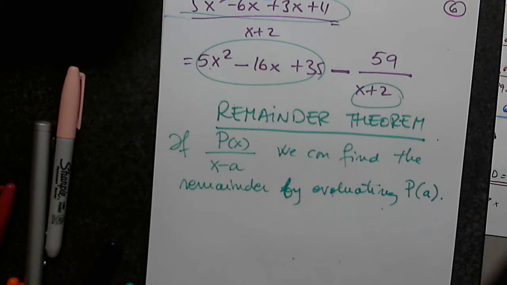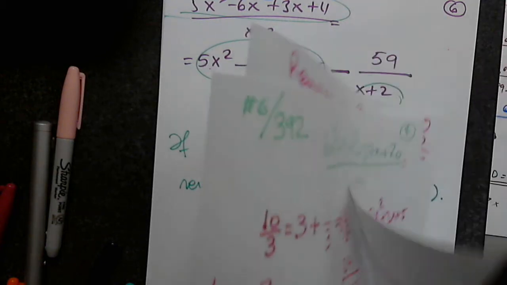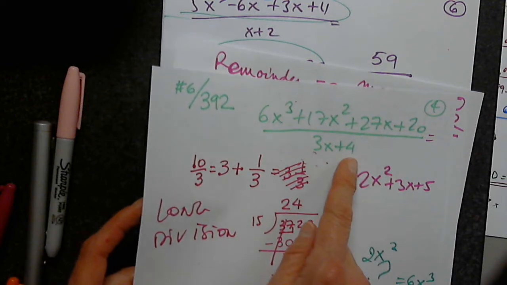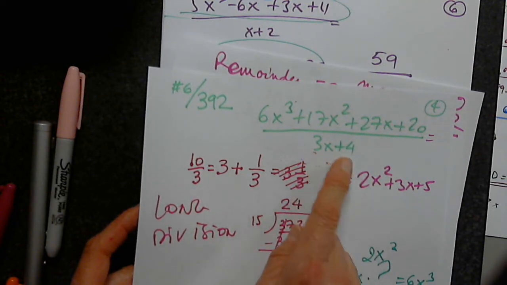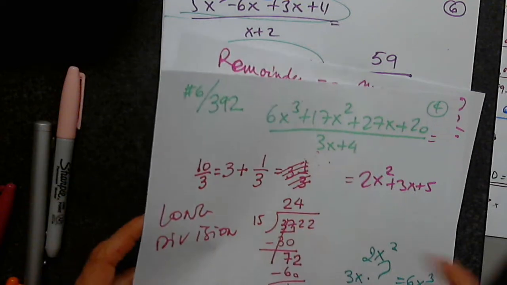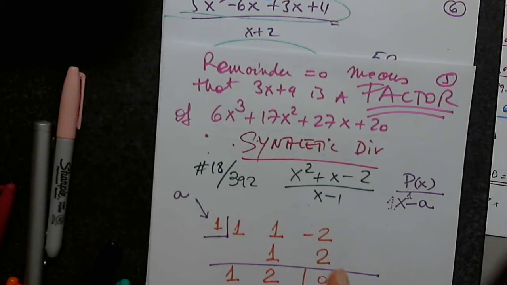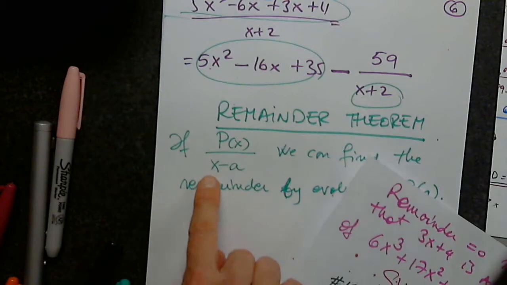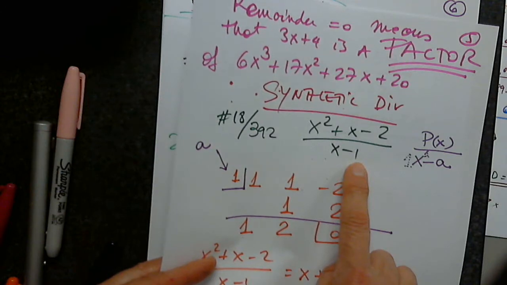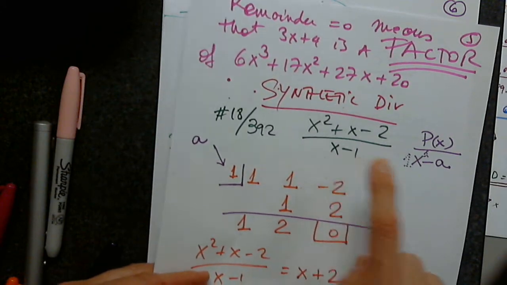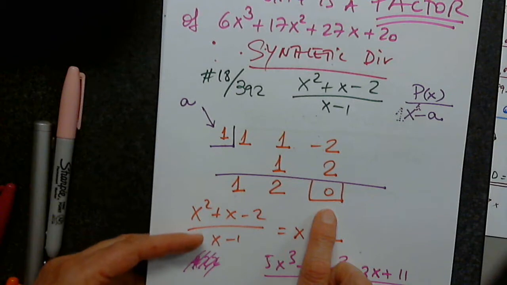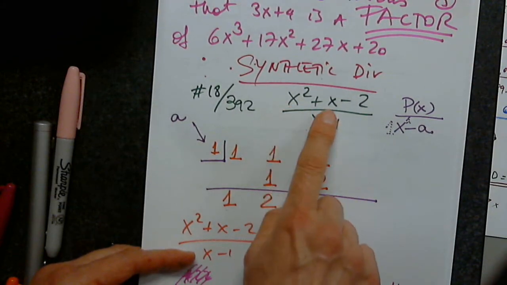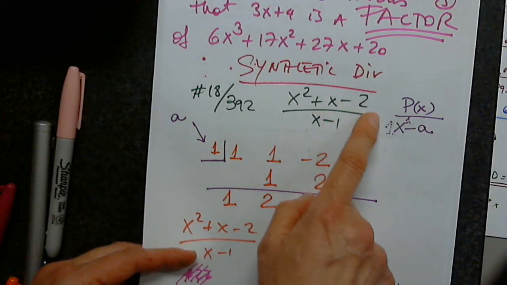Going back to our problems. Here, this is not applicable because the divisor is not x plus a number or x minus a number. But here, this is applicable. So if I have a polynomial divided by x minus 1, I can determine the remainder. What was the remainder? 0. By plugging in 1 at the top. How much is 1 plus 1? How much is 2 minus 2?